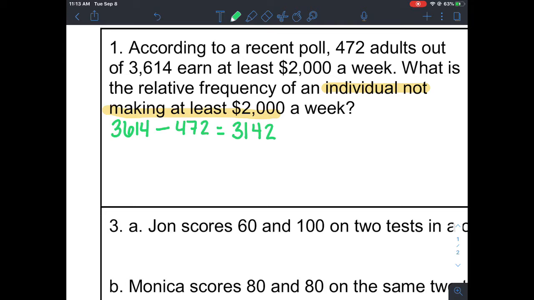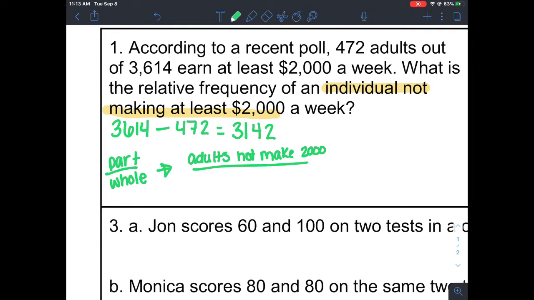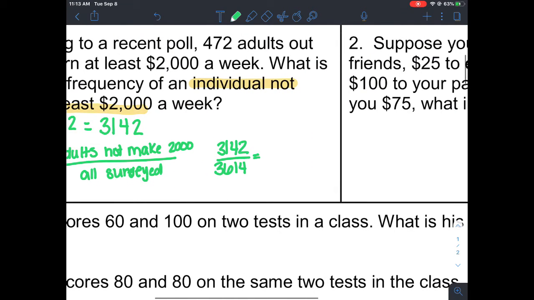All right, then I will take my part over the whole, and the part is adults not making $2,000 a week out of all that were surveyed. So that'll be the 3,142 divided by the total, which is 3,614. We type that into our calculator. We get 0.869. Remember to move your decimal point over 2 spaces to the right.